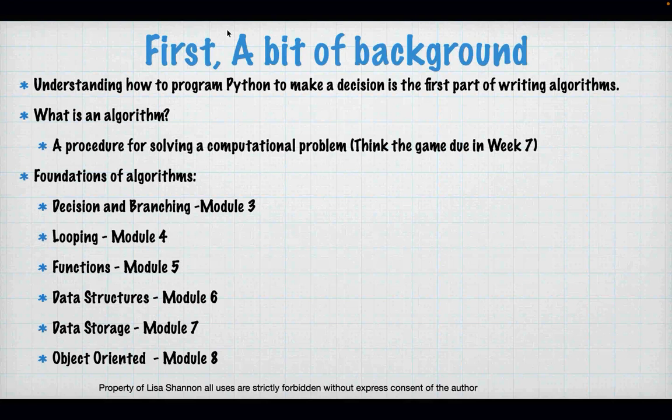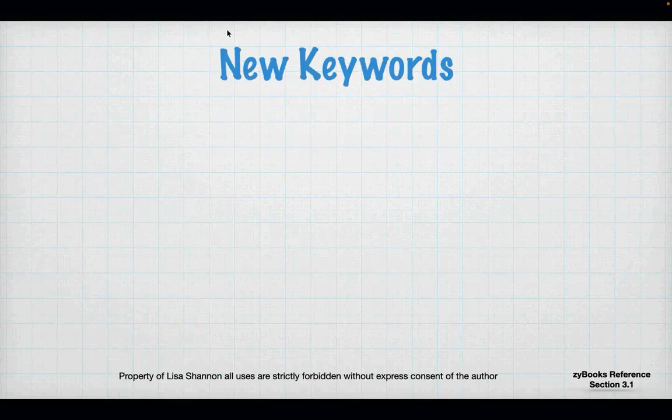Module 7 is data storage, files. We're going to read and write files. And 8 is object-oriented, which teaches us a different way to structure. Modules 3, 4, 5, and 6 are going to be used in your game. So it's important that you understand what's going on, and we will work through these lectures to get an understanding of what we need for the game while we're going through each of these modules. So there is the module, and then there's the end game of the game.